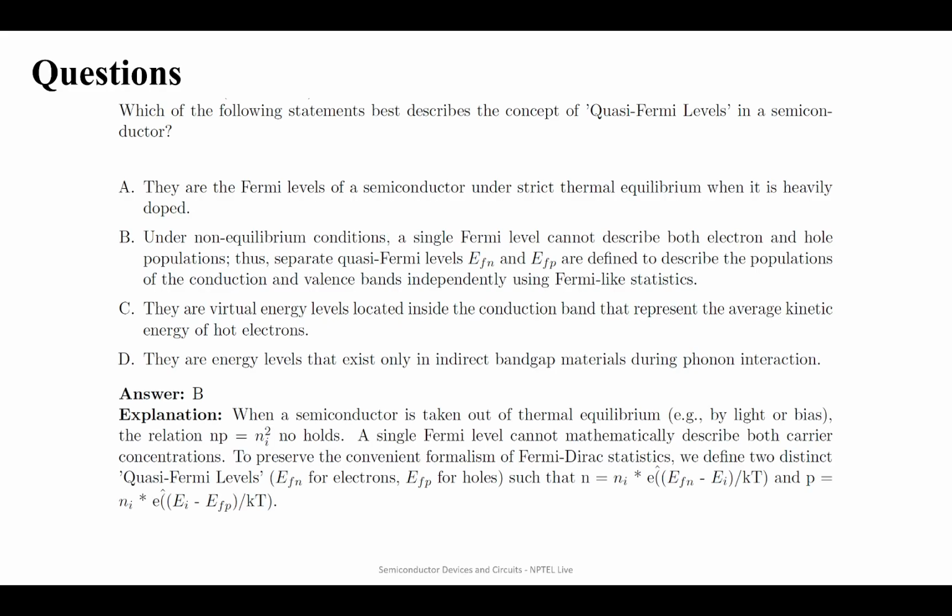So the answer will be B. When a semiconductor is taken out of thermal equilibrium by light or by bias, the relationship np equals ni squared no longer holds. A single Fermi level cannot mathematically describe both carrier concentrations. To preserve the convenient formalism of Fermi-Dirac statistics, we define two distinct quasi-Fermi levels, EFN for electrons and EFP for holes, such that n equals ni e^((EFN - Ei)/kT) and p equals ni e^((Ei - EFP)/kT) remain valid.